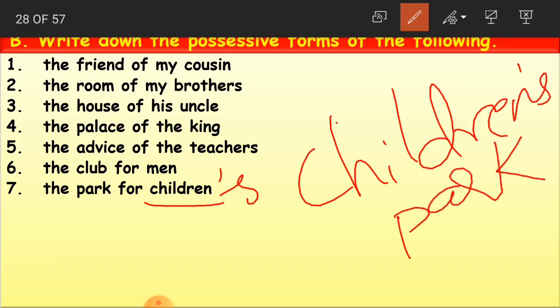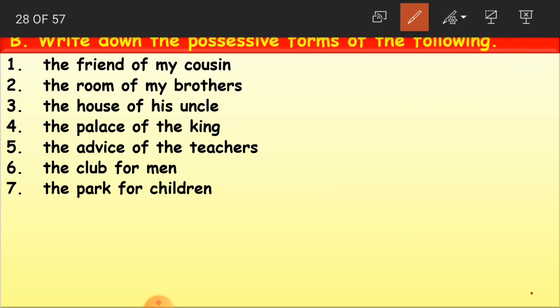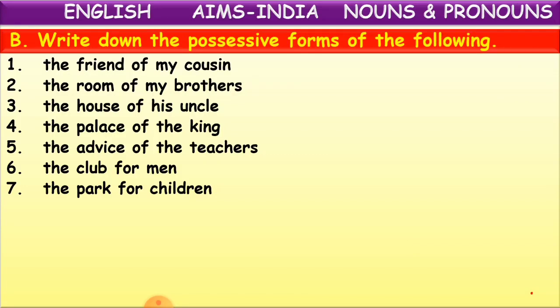Clear, children? So remember, if it is in singular form, apostrophe s. If it is plural and ends with s, after s you have to put the apostrophe. And even though it is plural, if it does not end with s, there also you have to put an apostrophe and add the s. Okay children, clear? Here are some more sentences, because you have to do more such exercises.